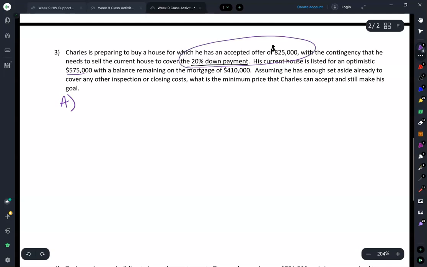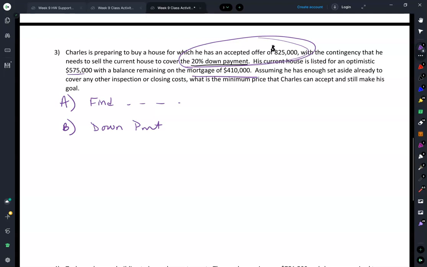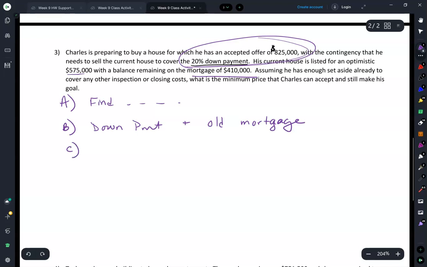So he has this house to go on to, so you're going to find whatever, and then you have the down payment you have to cover, right? And then he also has the mortgage remaining on that house. So it's the old mortgage. Okay, so that one is pretty straightforward, so I'll leave that for you to work on, and just crunch your numbers here. Part C and D is the sentence.